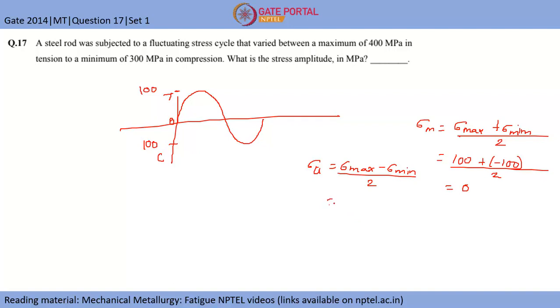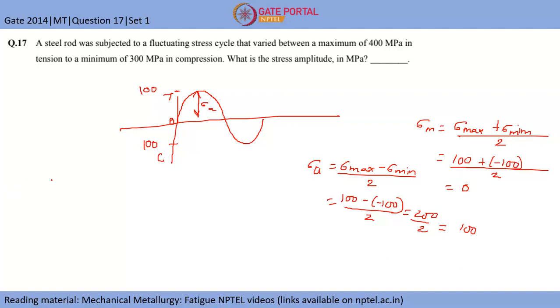So sigma max is how much? It is 100. So in tension you have to take sigma max. So 100 minus of minus 100 divided by 2. So this will be 200 by 2, which will be 100. So this is your sigma A, which is 100. This is for a pure tension and compression cycle where both the magnitudes are same. When both the magnitudes are same, you will get sigma mean as 0. Always remember.